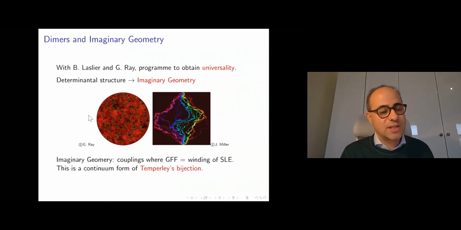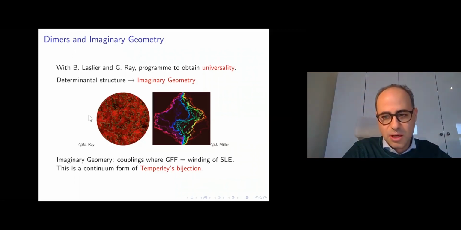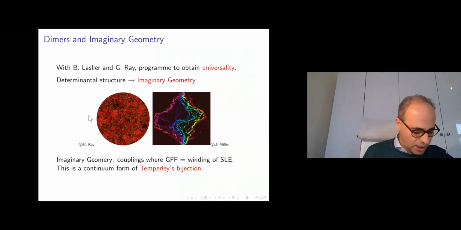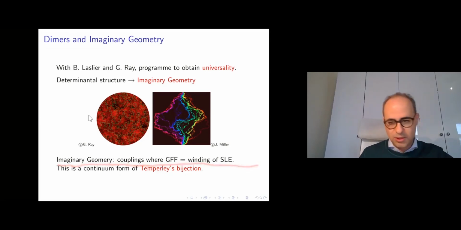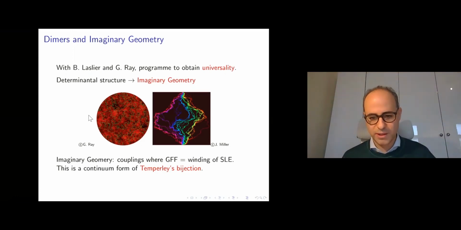This result applies in several setups, but there's one governing principle. And what we will see is that at least in the case of simply connected regions, there's a connection to what's called imaginary geometry. And what is imaginary geometry? It's a fancy name maybe, but at the heart, it's just a coupling between a Gaussian free field and some SLE curves in such a way that the Gaussian free field at every point measures the winding of SLE, in some suitable sense.